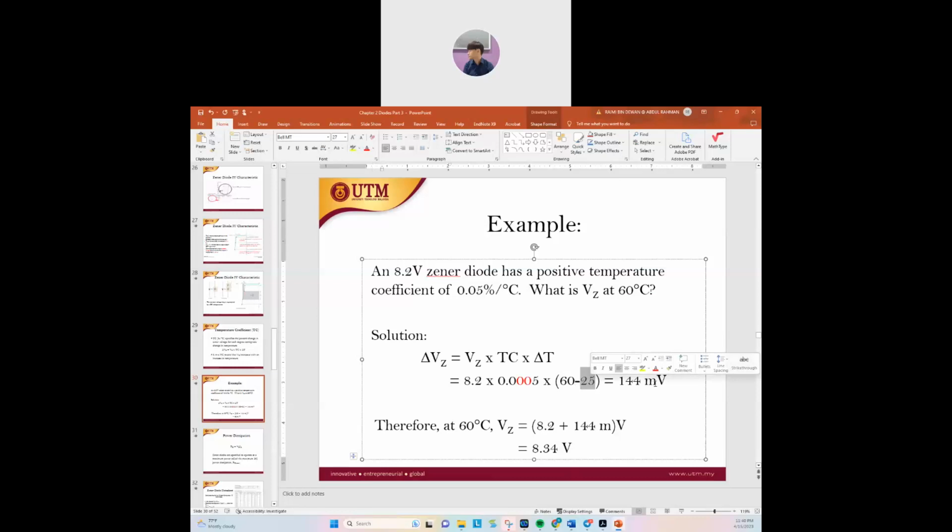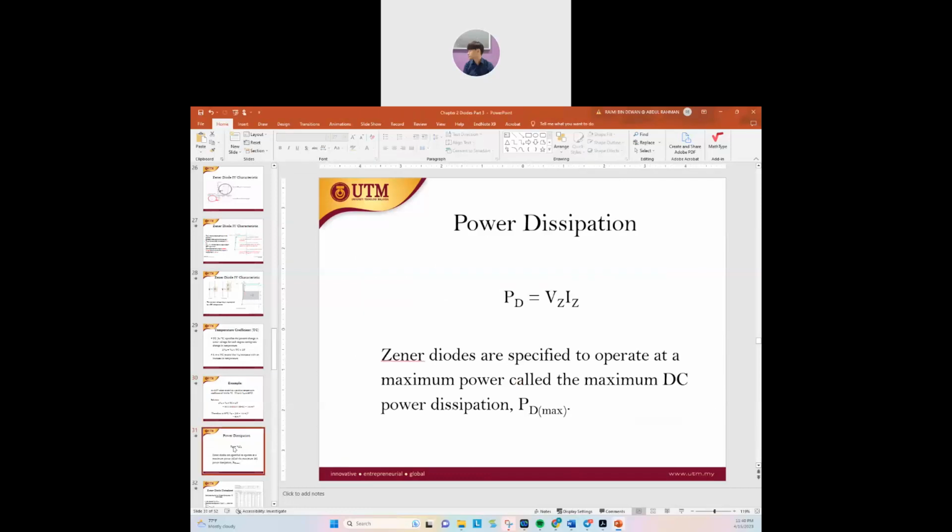Therefore, at 60 degrees Celsius, what is your VZ? VZ is 8.34 volts, which is the initial 8.2 plus your delta V. So this is your delta VZ.